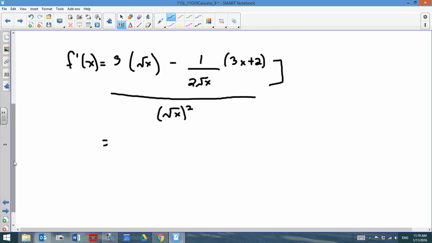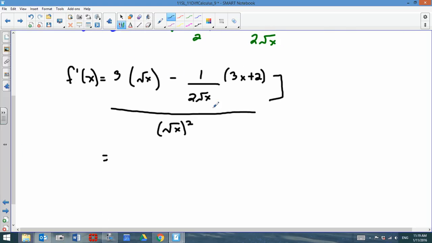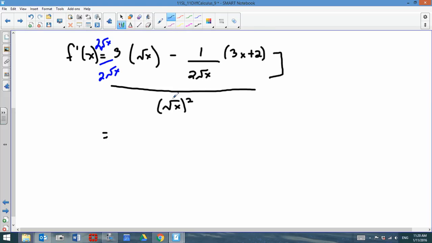So what we've got here is the 2 times square root of x. We're going to wind up using that as our common denominator, which means we're going to have to multiply this left term by 2 root x over 2 root x. So we can find a common denominator there.